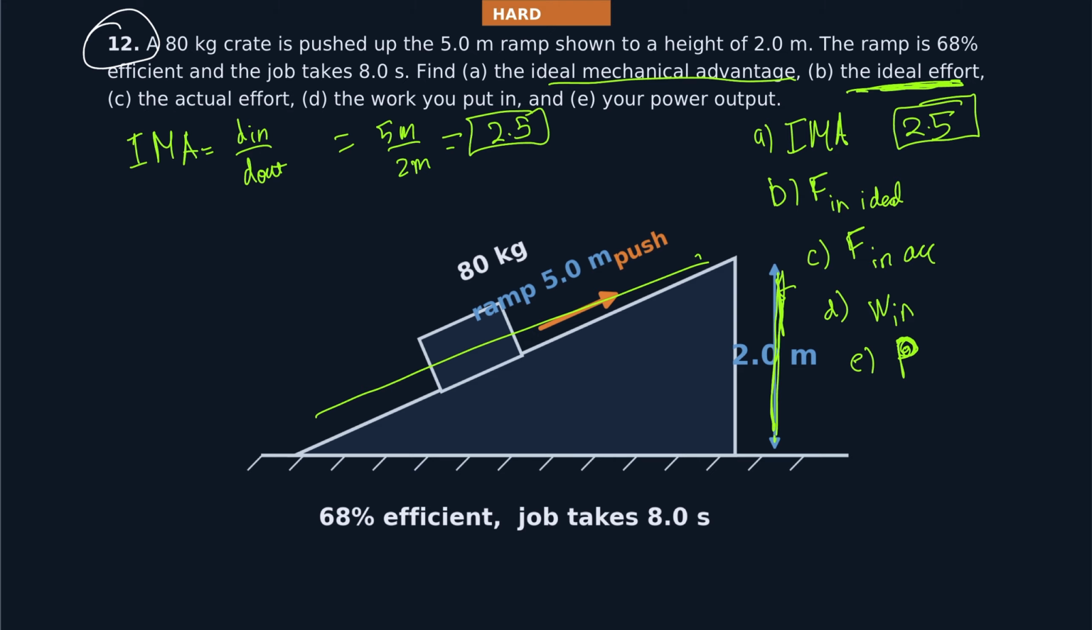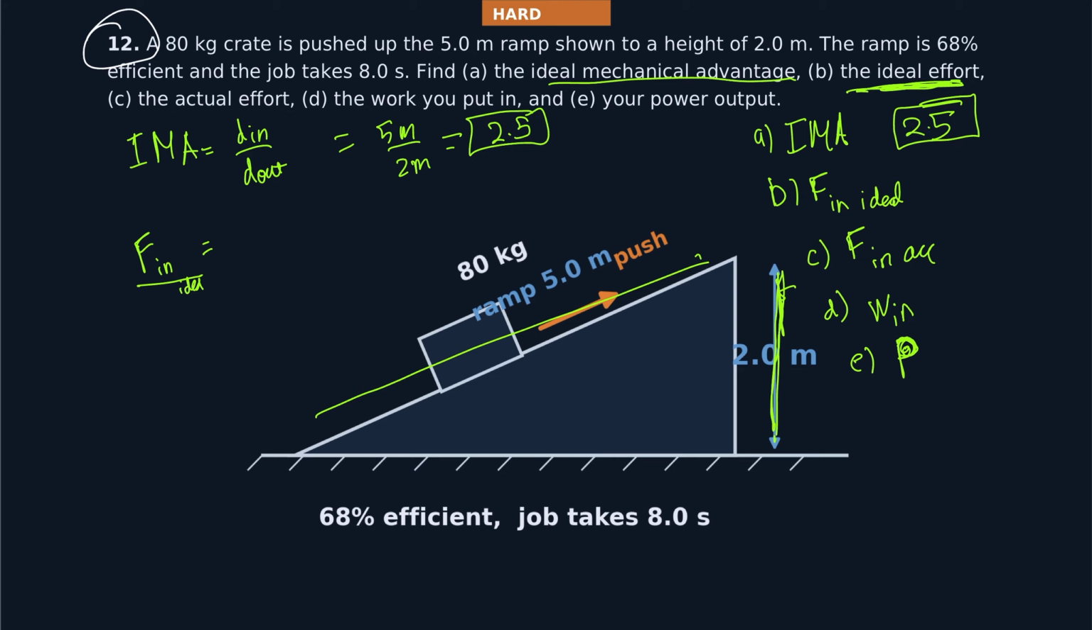Our force in ideal. So normally our force in wouldn't be ideal, right? We'd have to put our force in actual. But in this case, we can do that because it asks for force in ideal only. Okay? So force in ideal would just be what? If you use this ratio here, force in has to be 2.5 times lesser than, right? We're doing a lesser force, but for a greater distance.